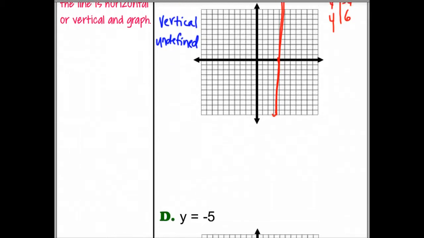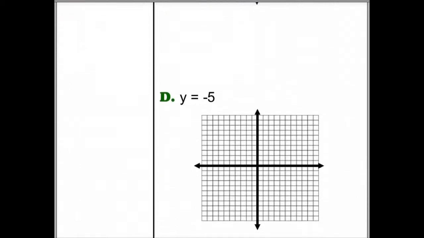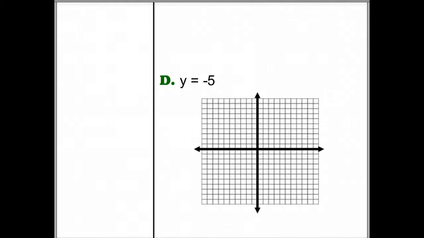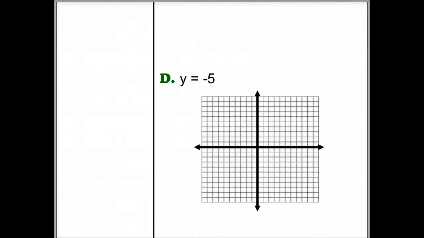Let's try another one of those. This time we have y equals negative 5. It's already written in standard form, ax plus by equals c. Y equals negative 5, 1, 2, 3, 4, 5. So no matter what happens to x, y is always equal to negative 5.